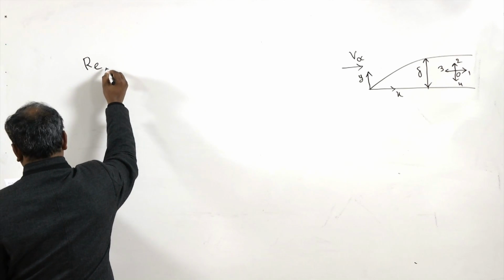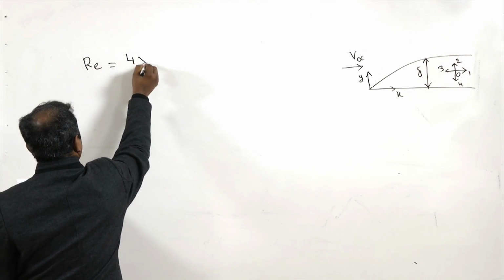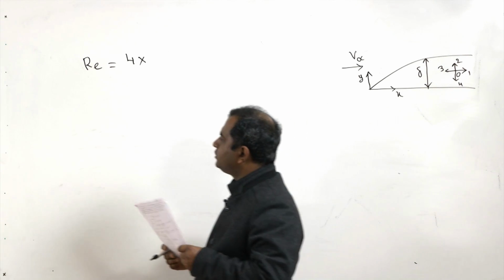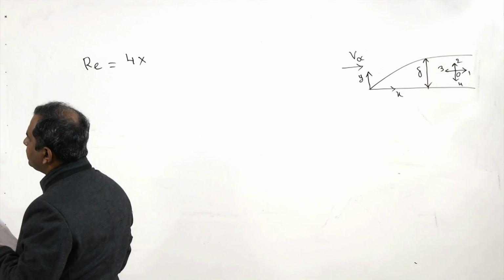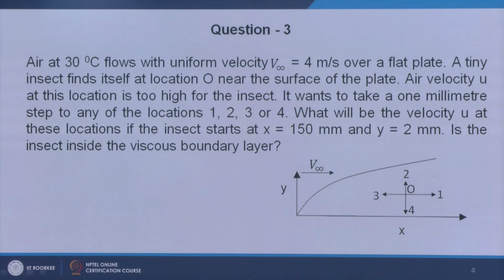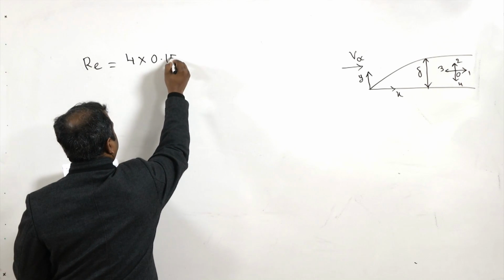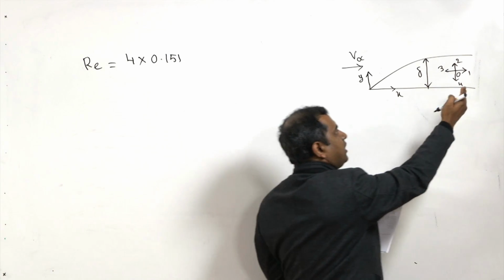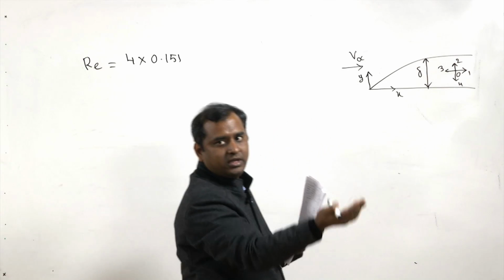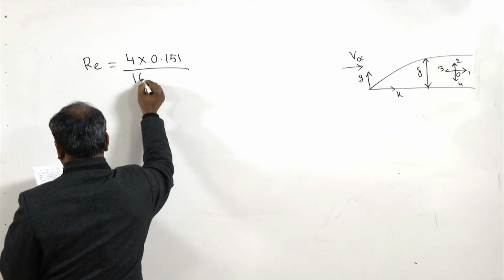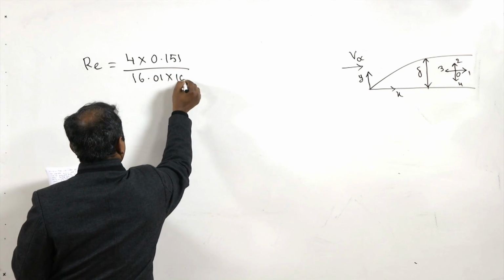So, Reynolds number is nothing but 4 into, first let me see what it is at one position. If it is at one position, then definitely your x will be 150 plus, and as it is taking a 1 millimeter leap, it is 151 millimeter actually. So, let me put 151 for the x for the one position first. So, 0.151, because that is the extreme limit. So, that will have the highest Reynolds number. That we try to find out, divided by 16.01 into 10 to the power minus 6.